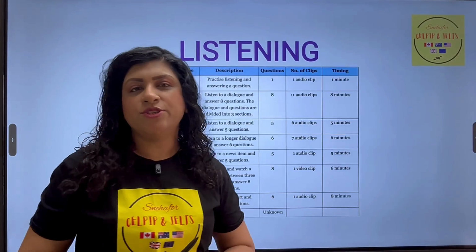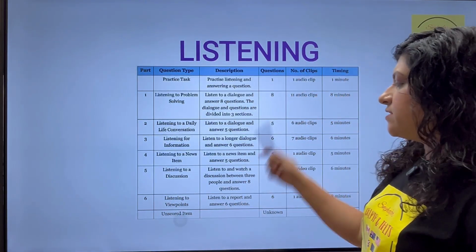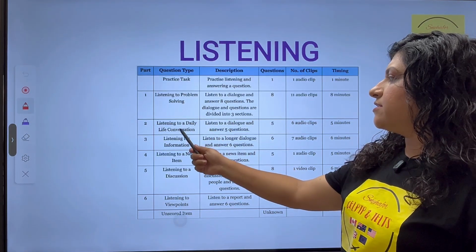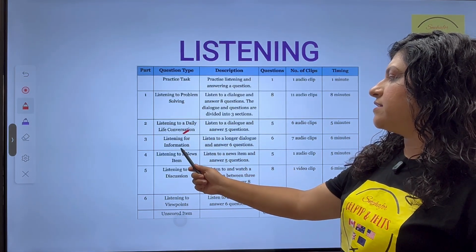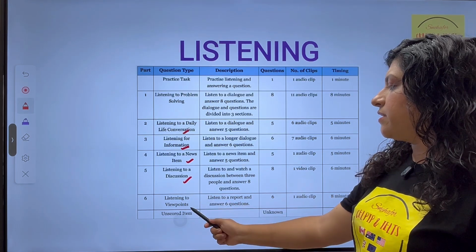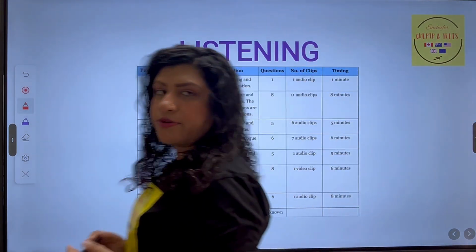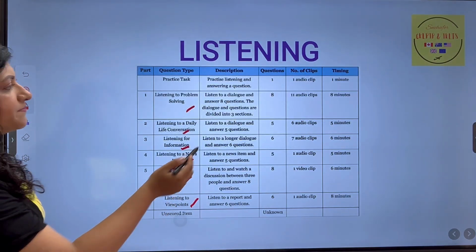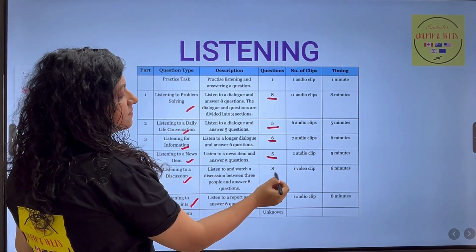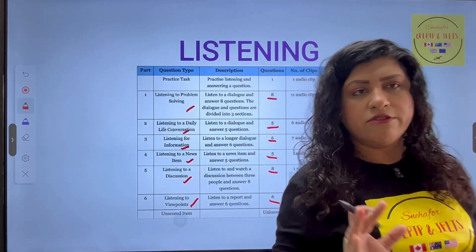In the listening module of CELPIP, we have 6 tasks in total. As you can see here, we have listening to problem solving, then listening to daily life conversation, then listening for information, listening to a news item, listening to a discussion, and lastly, listening to viewpoints. These are the 6 tasks in the listening module, and these are the number of questions for each of these tasks. And these tasks are given individual minutes.